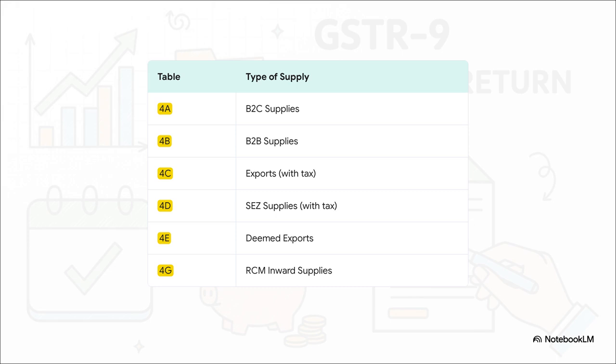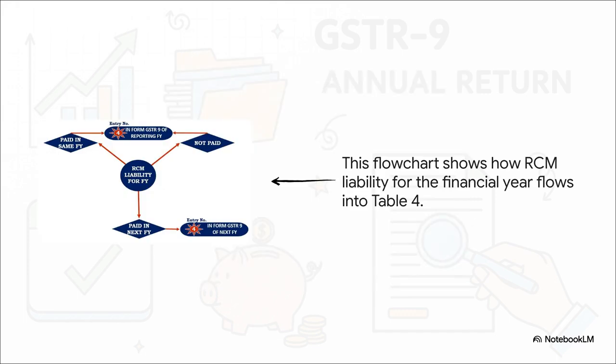Then you get into the special stuff like exports. And that last bit, 4G, that's for inward supplies where you had to pay the tax under the reverse charge mechanism, which we'll look at right now. This flowchart is a great way to see how that reverse charge liability actually works. Here's the key thing to remember. Even if you physically paid the tax in the next financial year, the liability itself belongs to the 2024-25 period. That means it absolutely has to be declared in this year's Table 4.